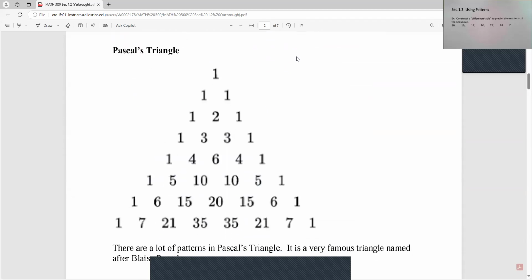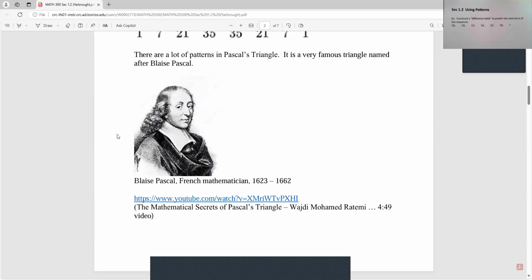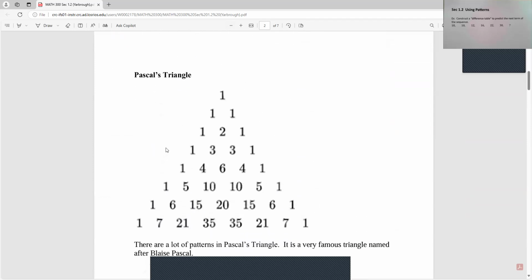Another famous thing that I want to bring your attention to is called Pascal's triangle. This one is named after this French mathematician from the 1600s named Blaise Pascal. Pascal's triangle goes like this. You see ones along the outsides like that. So we just start by putting ones all in those spots.